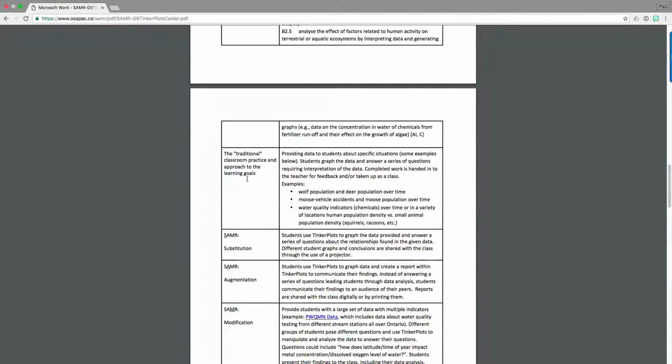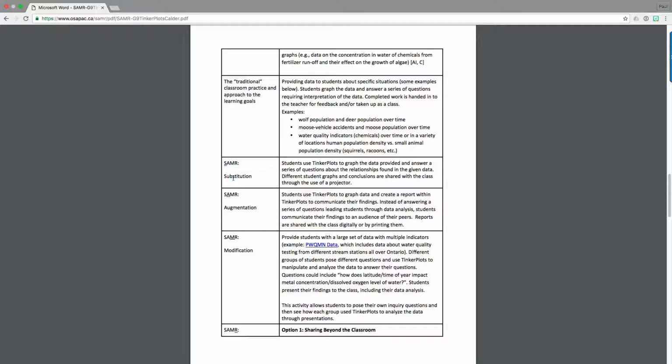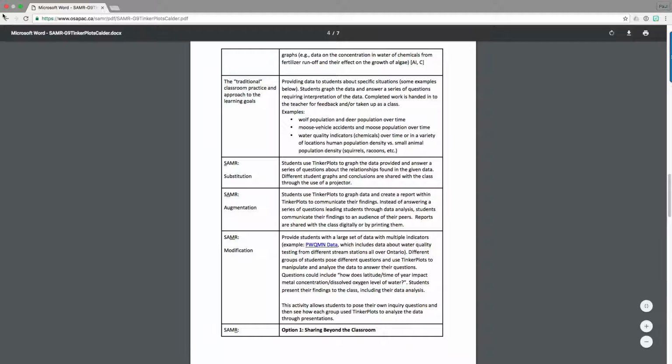And finally, the traditional description of this activity. This traditional description would be an activity that doesn't use digital technology to support the work. Below that, you can see that the activity is then taken through the SAMR model from substitution to augmentation, modification, and finally, redefinition. The goal of these sample lessons is to provide an exemplar for a classroom educator to understand how they could take a non-digital activity and leverage technology to move it through the SAMR model.